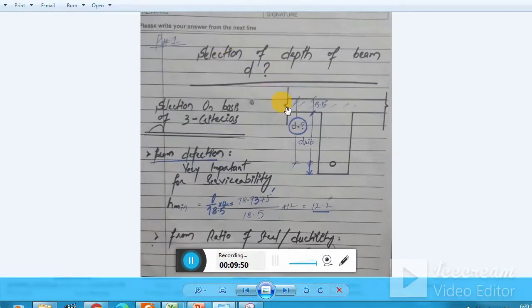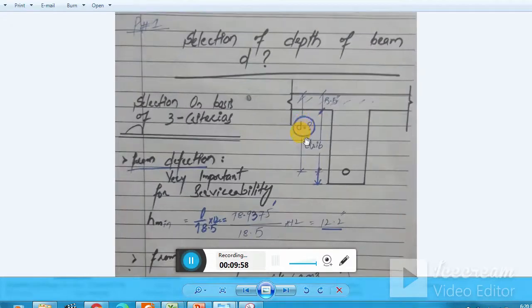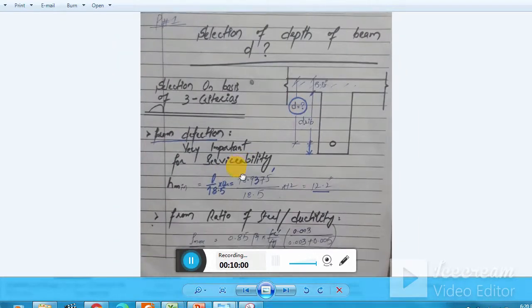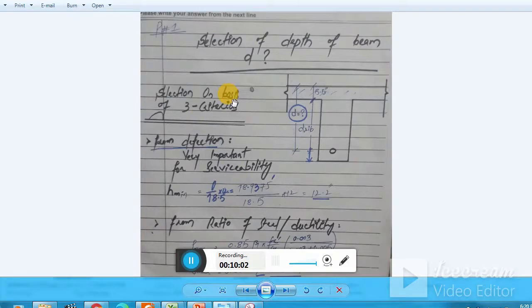Now we have to draw the diagram. You see this is the slab portion and this is the beam rib, and we have to determine this effective depth. Now you see that we will use three criteria to find out the depth. Remember, it is very important to find the actual depth. It works in serviceability, it works in ductility, as well as in shear. So these criteria control the depth of the beam.